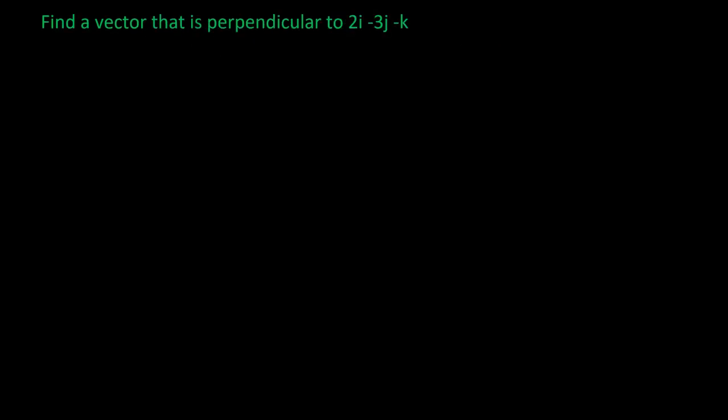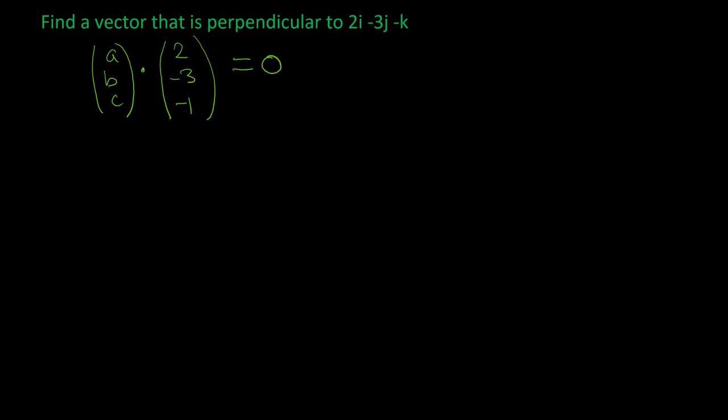So for our first example, we're being asked to find a vector that is perpendicular to 2i minus 3j minus k. So what do we know about vectors that are perpendicular? We know that the scalar product equals 0. So what we're just going to do is invent, if you like, this vector that we're trying to find. So I'm going to call it a, b, c. And what we know is that if we do the dot product with what we've got there, which is 2, minus 3, minus 1, that needs to equal 0.